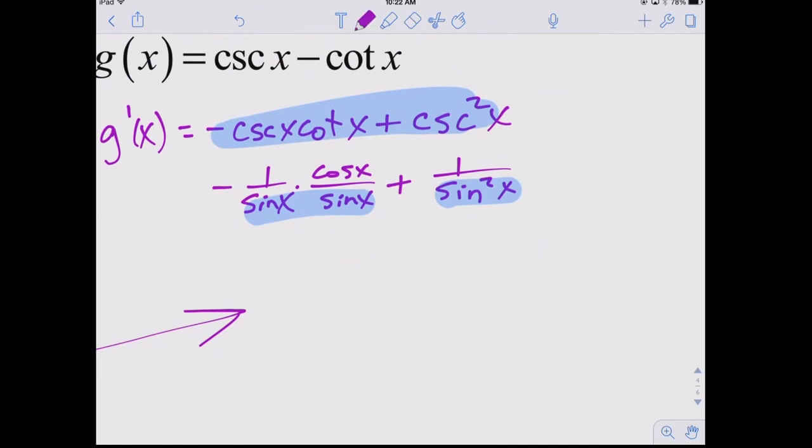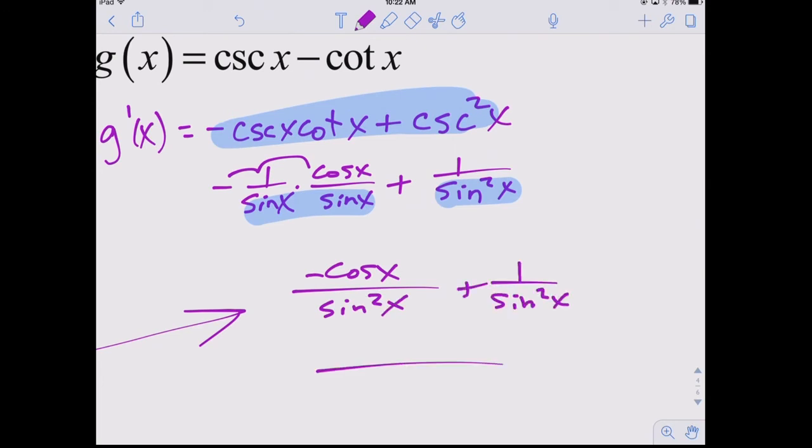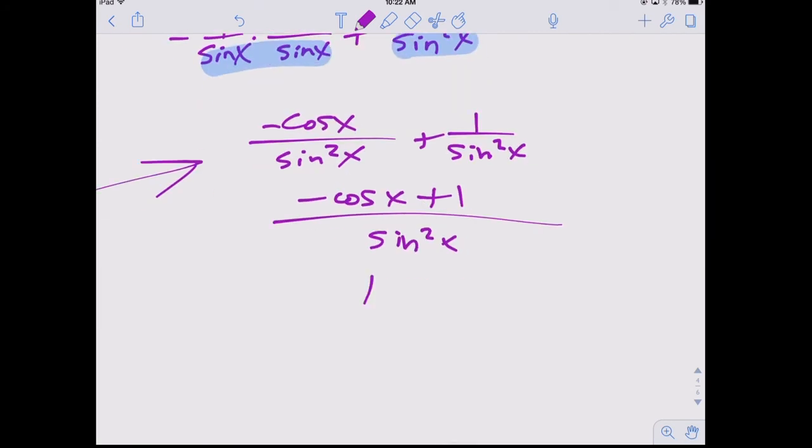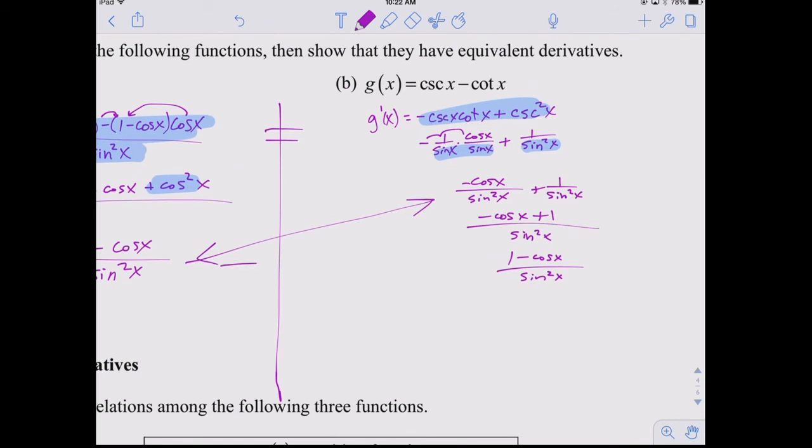Okay, let's do it. This becomes a negative 1 times cosine, so that's negative cosine of x all over sine times sine of sine squared, plus 1 over sine squared. And then that's sine squared. Now I can add them: negative cosine of x plus 1 is the same as 1 minus cosine, just by the commutative property, as long as the negative stays with the cosine. And now these two are the same, so remember what we did at the end of our proof?